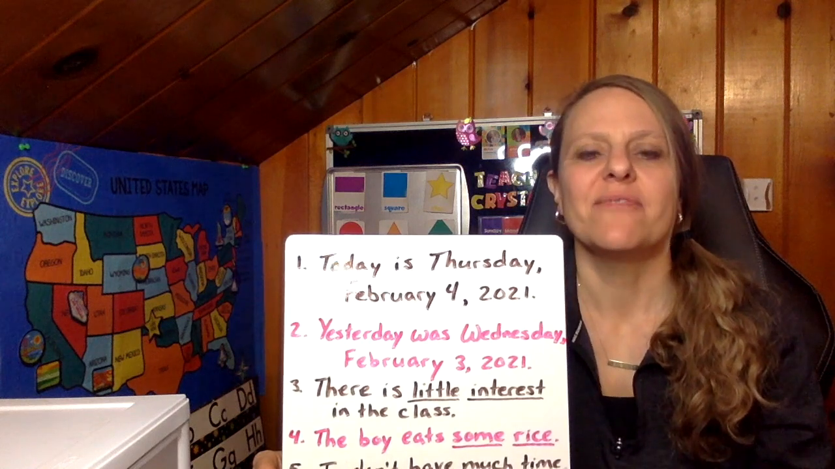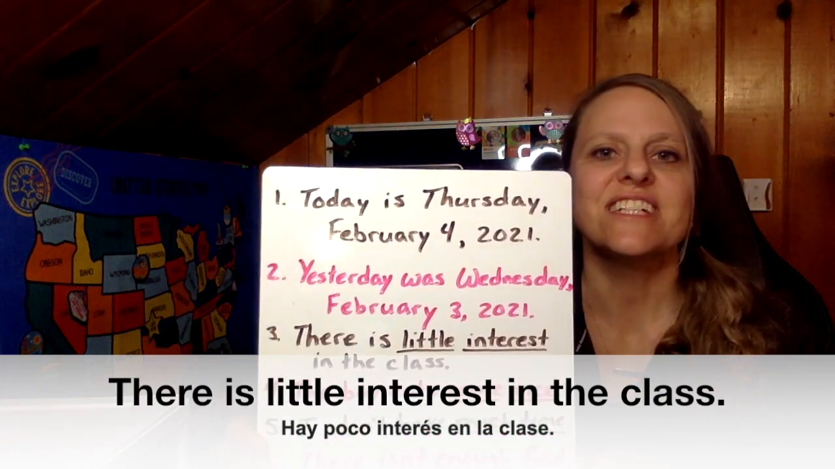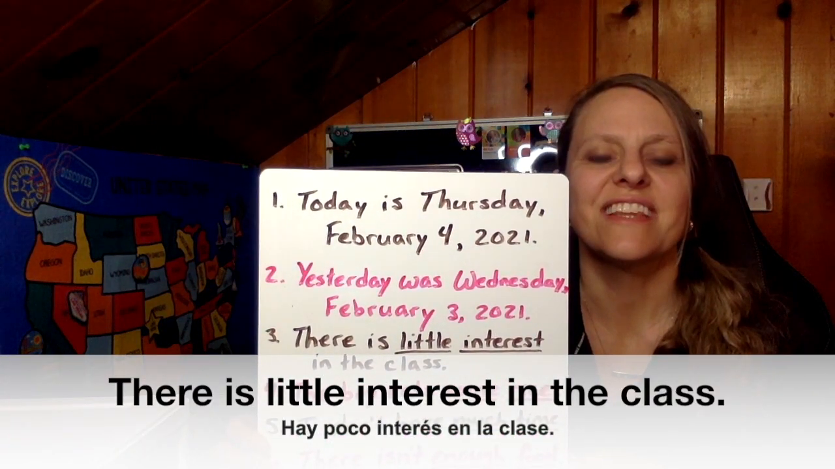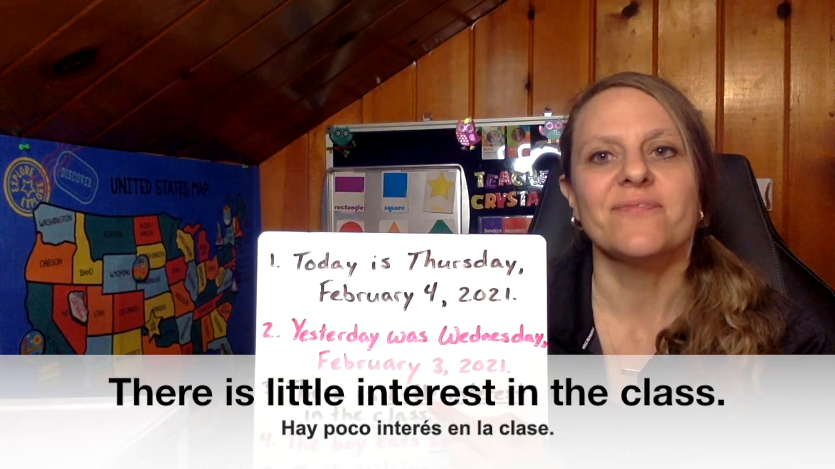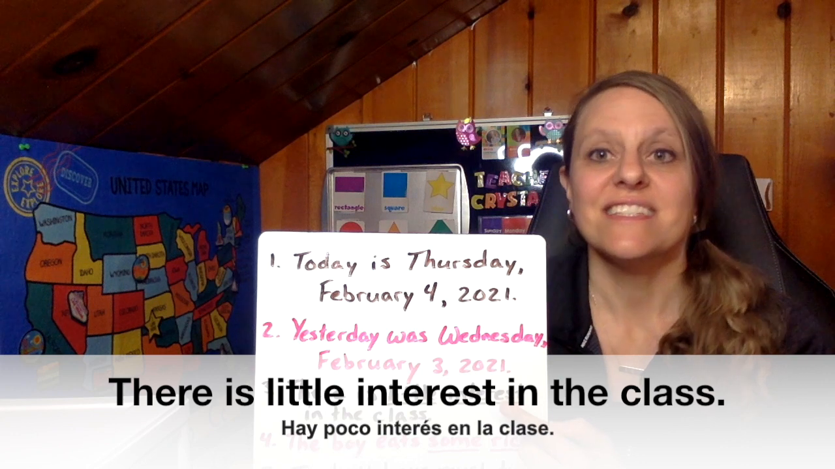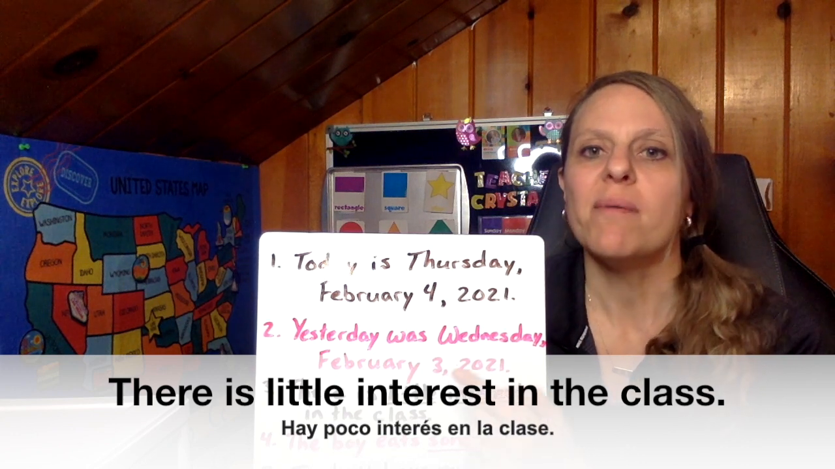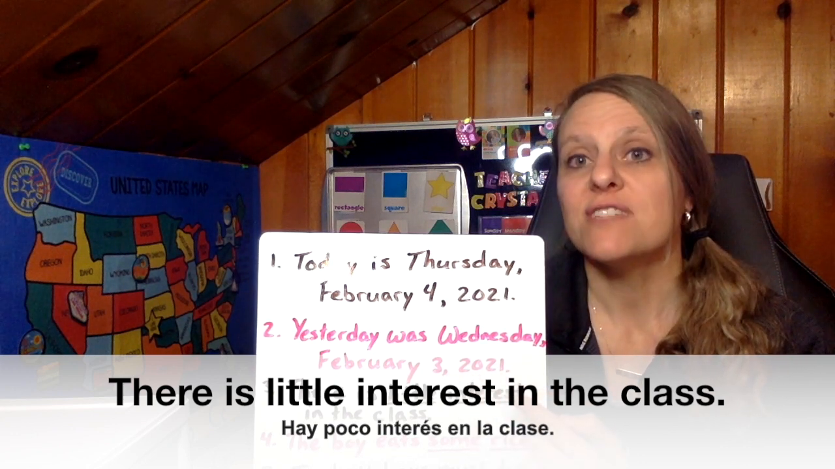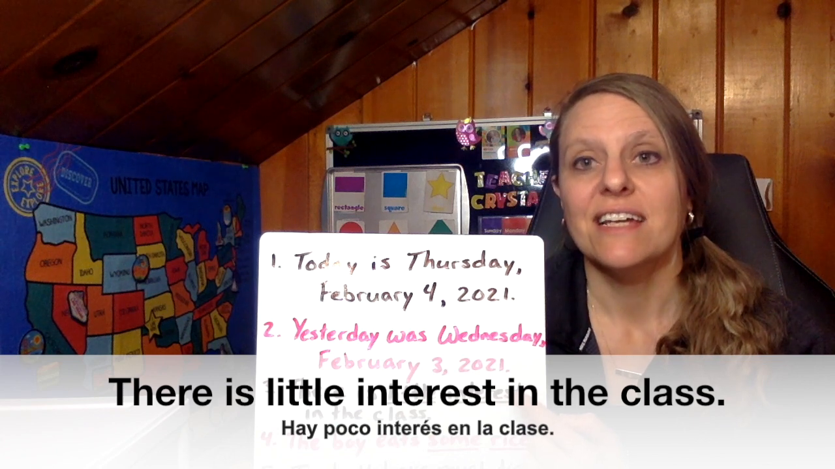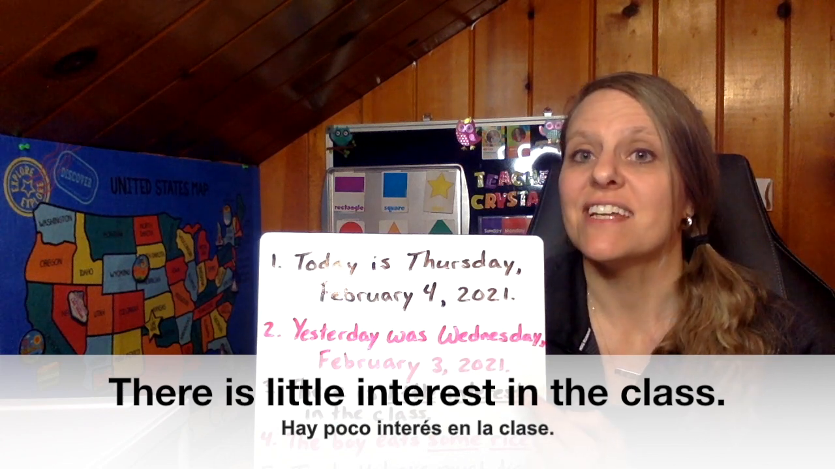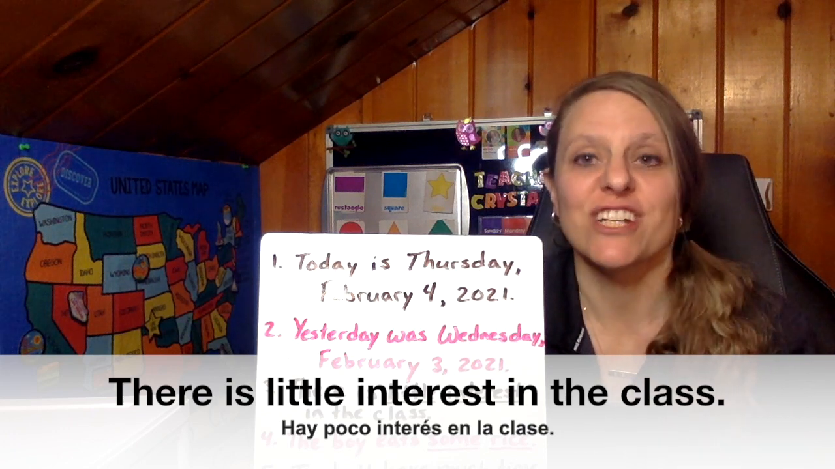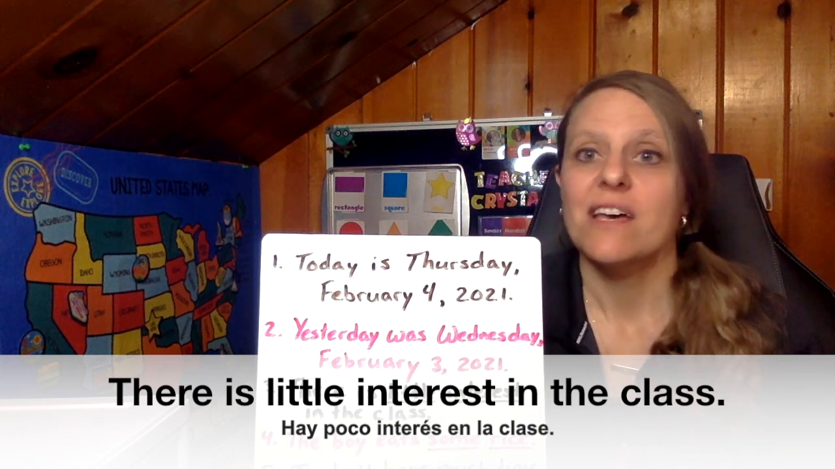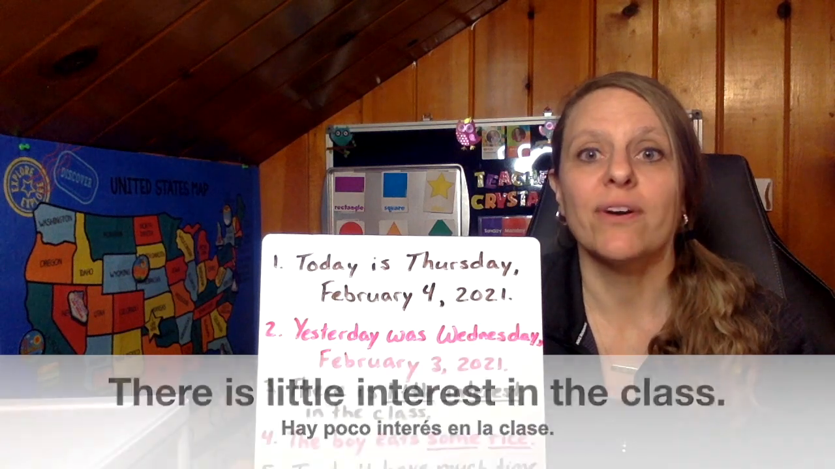Number three, there is little interest in the class. Little is our adjective of quantity. Interest is the noun. Remember, when we use an adjective of quantity, it cannot be counted. It is an approximate amount. It tells us how much interest. There's a little interest, but it doesn't give us an exact number.